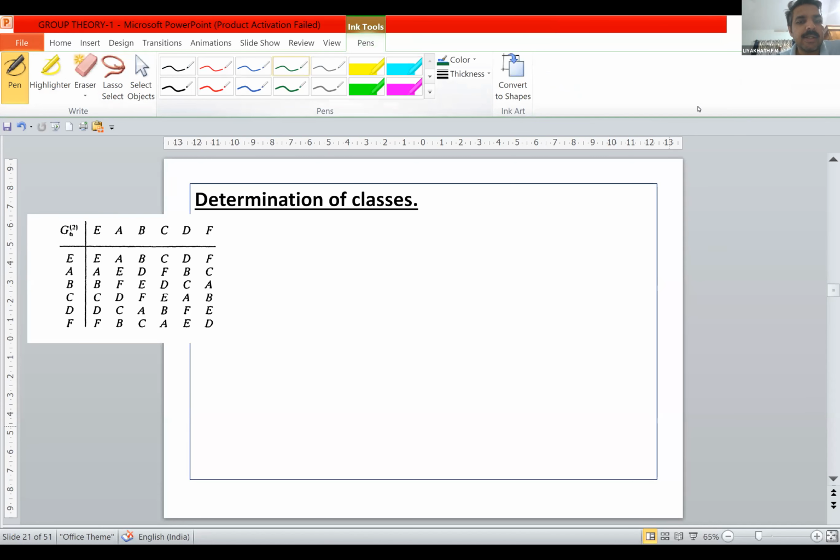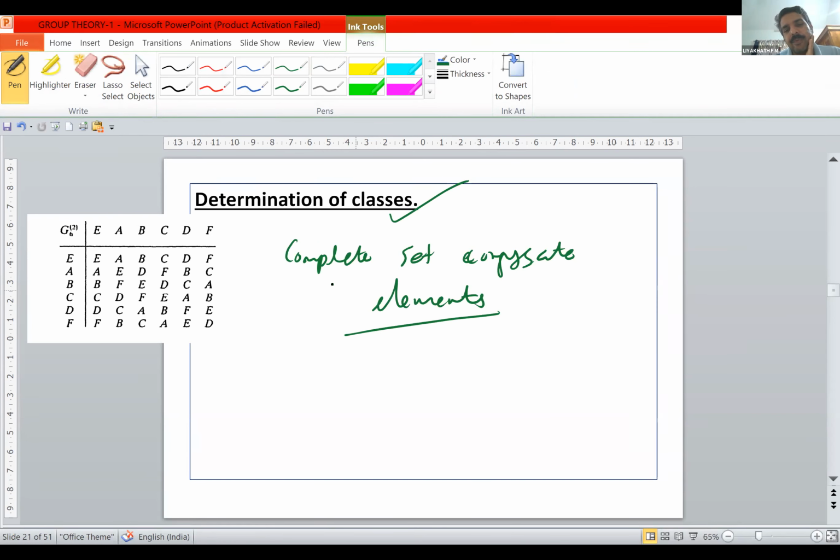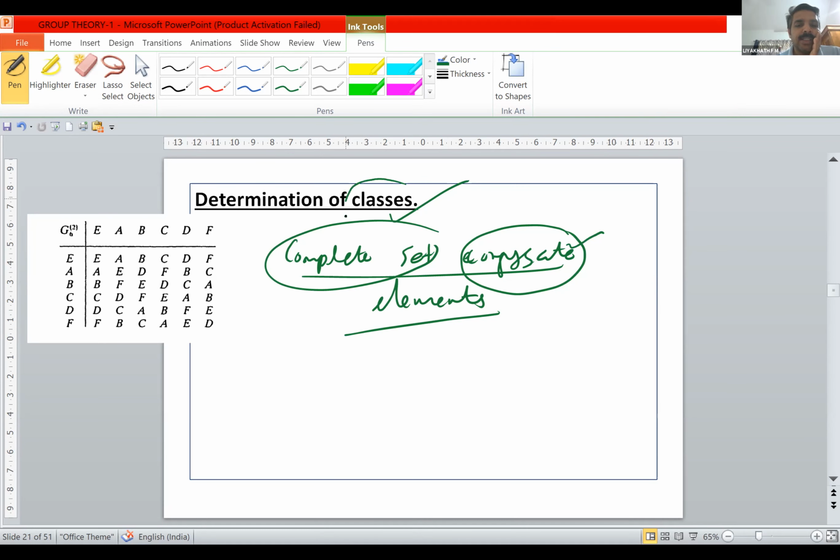Okay, we have been discussing the classes in a group. A complete set of conjugate elements is called a class in a group. That is, we find all the possible conjugate pairs, and that complete set of conjugate elements is called a class in a point group, in a group.